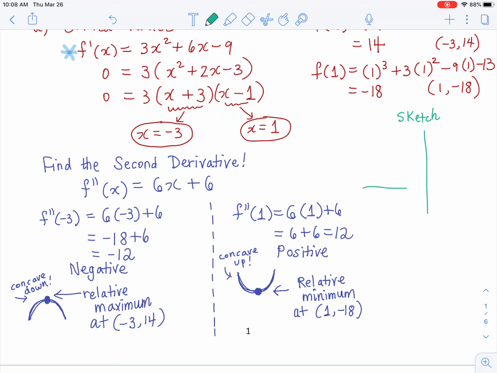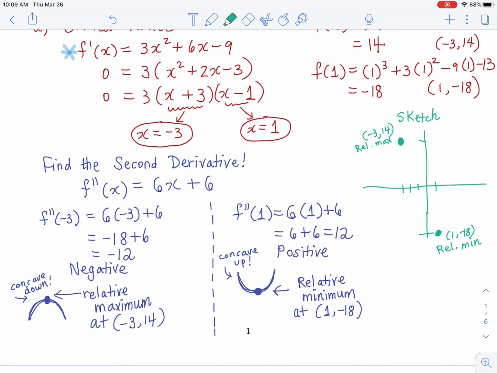On a number line, here's my y-axis and my x-axis. Let's say that I have 1, 2, 3, and 14. My y-axis is not drawn to scale. But here's my negative 3, 14. And what we know is that this point is a relative max, right? We just found that. And what's the other point? 1 to the right, down 18. Just going to have a point like that right there. And this is going to be our relative minimum.